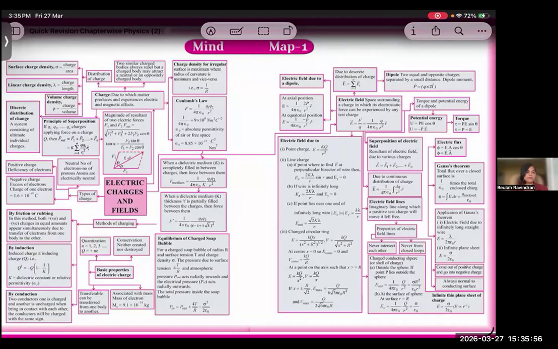Right now, before that, I will give you the mind map for the first lesson, electric charges and fields. Here you can see all the sections, what all you have learned, and all the formulas as a summary in one page. This is the advantage of mind maps. It is very easy and useful for you.